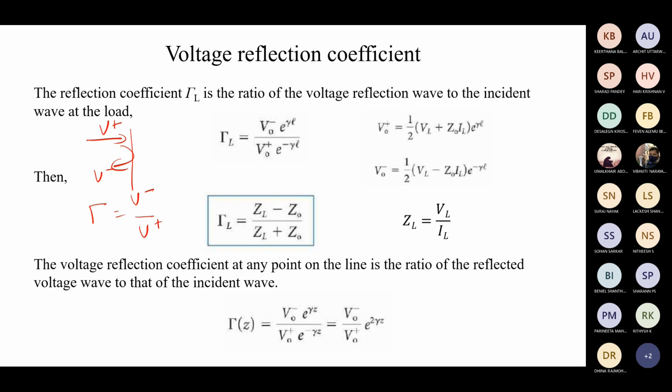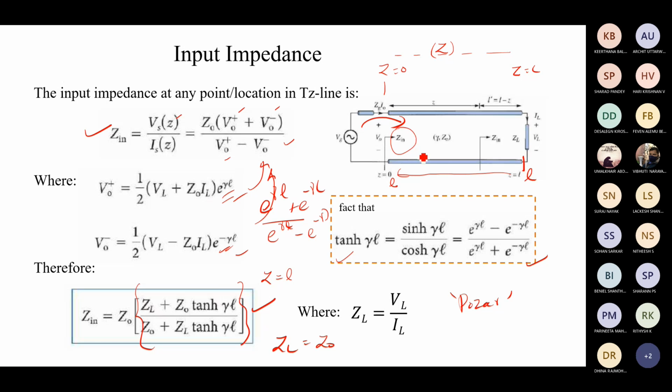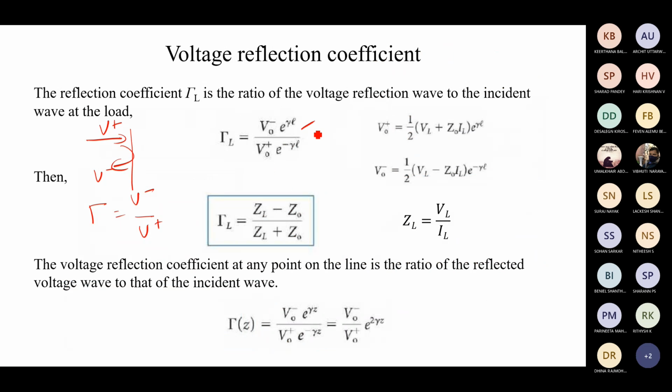Now we have to introduce this transmission line. So this transmission line is introduced with these two extra quantities: e power gamma L, and for the backward wave, e power minus gamma L is placed.